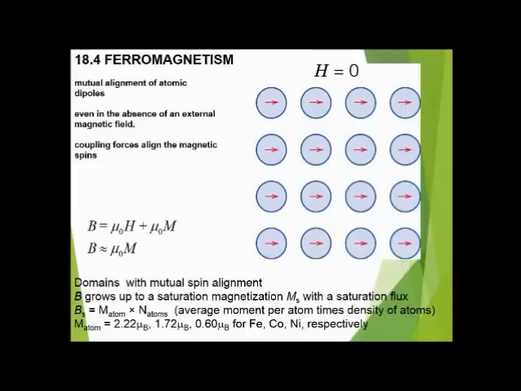Now this magnetic flux density will grow to a saturation magnetization, that is MS, which is the saturation flux, and then it will stop. Several values are given below, you can see, but you need not remember all of those things.